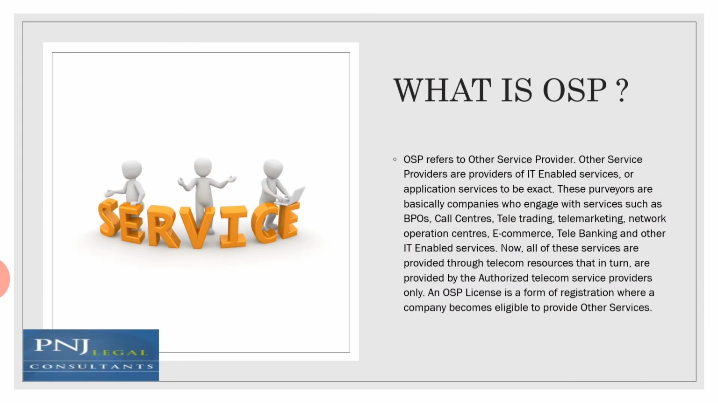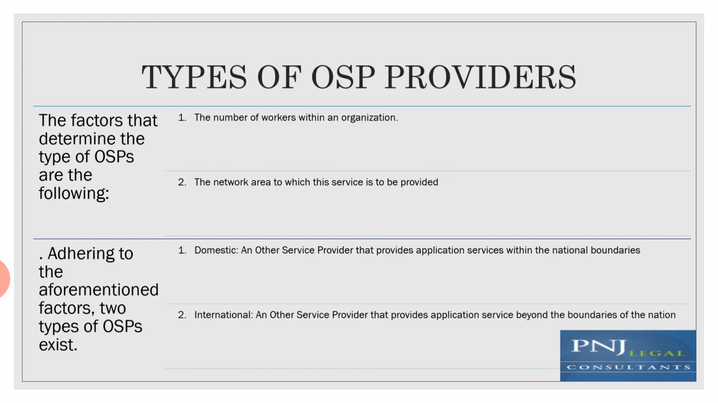Types of OSP providers. The factors that determine the type of OSP are the following. Number 1, the number of workers within an organization. Number 2, the network area to which this service is to be provided. Adhering to the aforementioned factors, two types of OSPs exist. Number 1 is domestic and the other one is international.